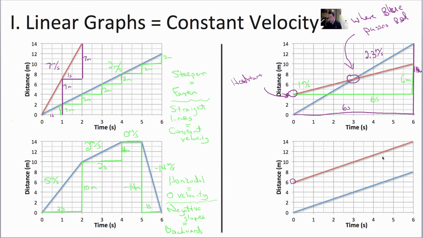So you may think initially, hey, well, red must be running faster. But remember, it's the slope that tells us how fast you're going, how much distance you're going each second. Notice that red starts out 6 meters ahead, and red ends 6 meters ahead. The slopes of these two lines are actually identical.